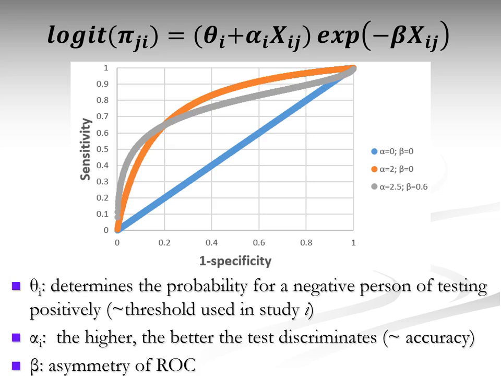What's the meaning of beta? Well, compare the red and the gray curve. The red curve is a symmetric curve, whereas the gray curve is an asymmetric curve. So the beta describes or expresses the asymmetry of the ROC curve.